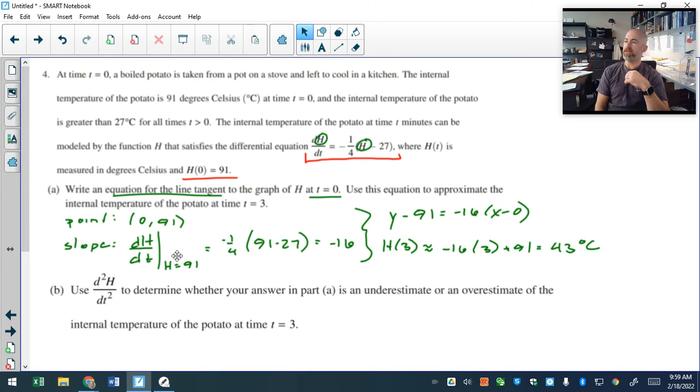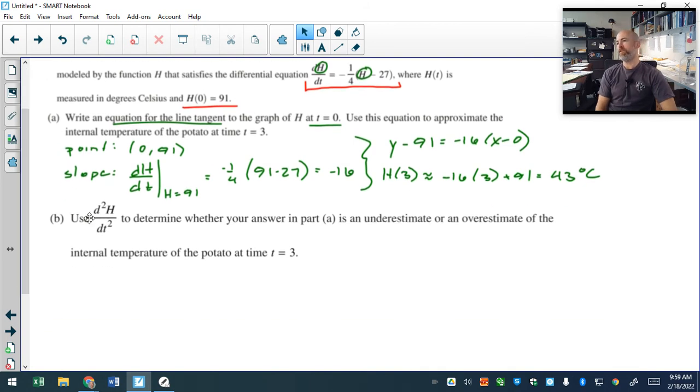So in part A, we did the tangent line at 0.91. We approximated the potato temperature at time 3. B, use the second derivative to determine whether this answer in part A is an overestimate or an underestimate. So what we did, we found a tangent, and we used the tangent to approximate function values. That gave you a huge hint by telling you to use the second derivative, right? Could you get the second derivative okay?